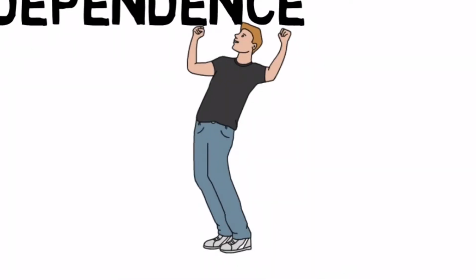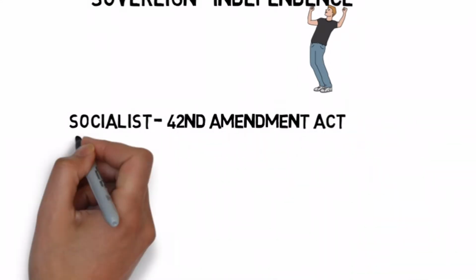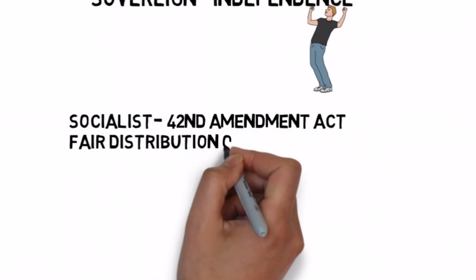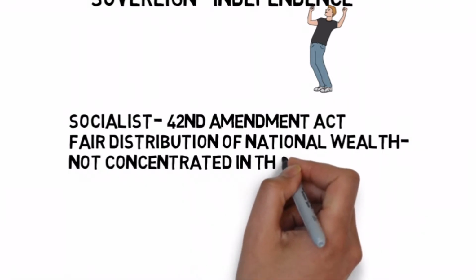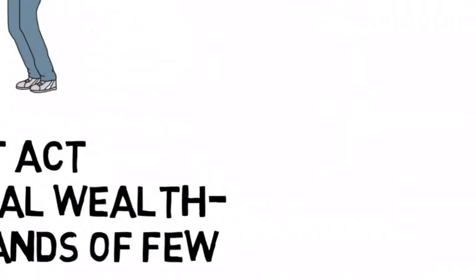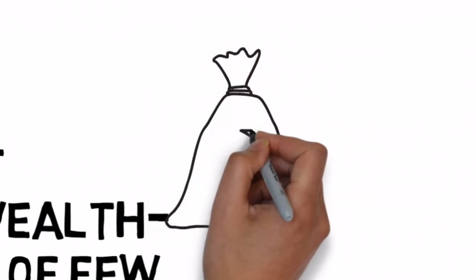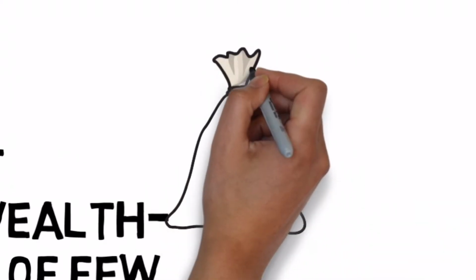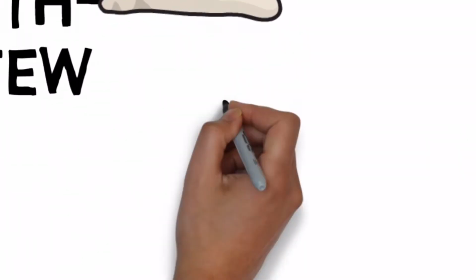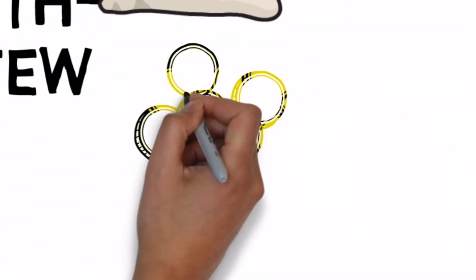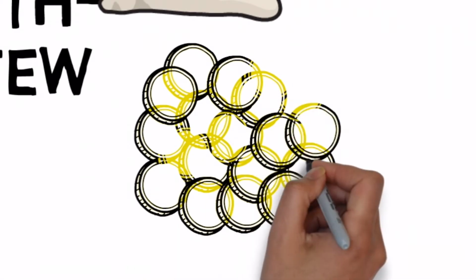The next word is socialist. This was added to the preamble in 1976 with the 42nd Amendment Act, and it involves fair and equitable distribution of the country's wealth among the people. The reason being to bridge the gap between the rich and poor. It is just to show that the country's wealth is not concentrated in the hands of few educated and wealthy people, rather it is distributed evenly to all.